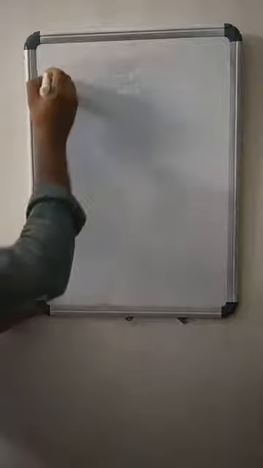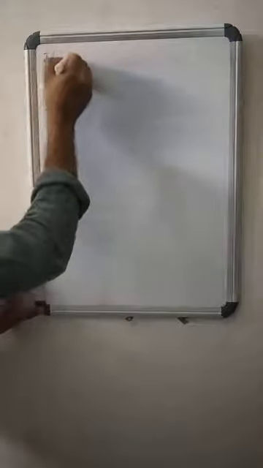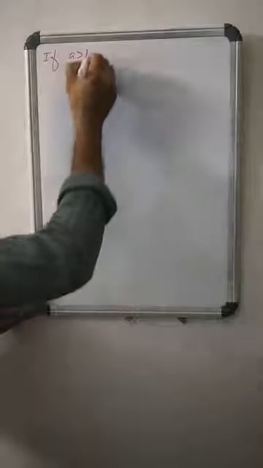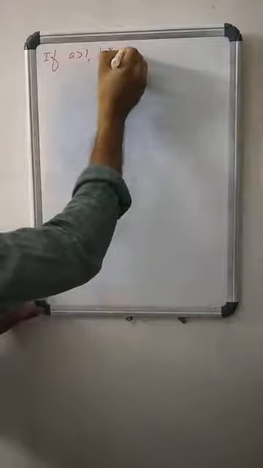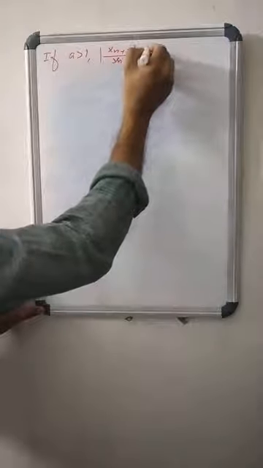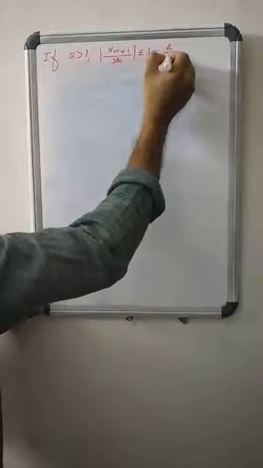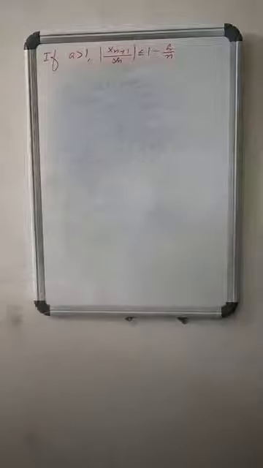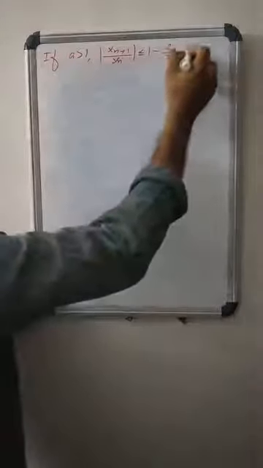My dear students, in the previous class we were discussing the Raabe's test. What is the Raabe's test? If x = (xn) is a sequence of real numbers, and if a is greater than 1, then modulus of xn+1 by xn is less than or equal to 1 minus a by n for all n greater than or equal to k.